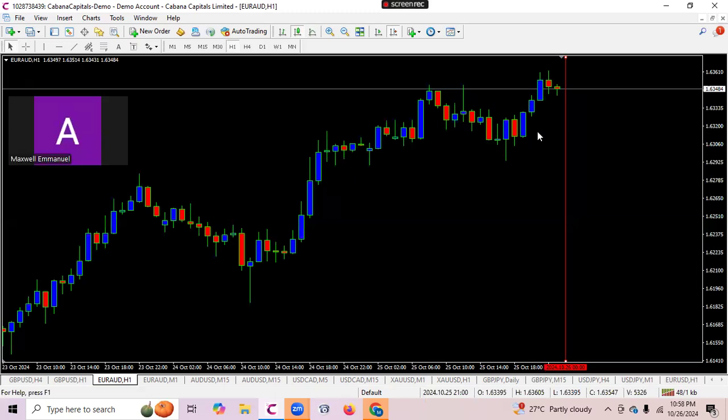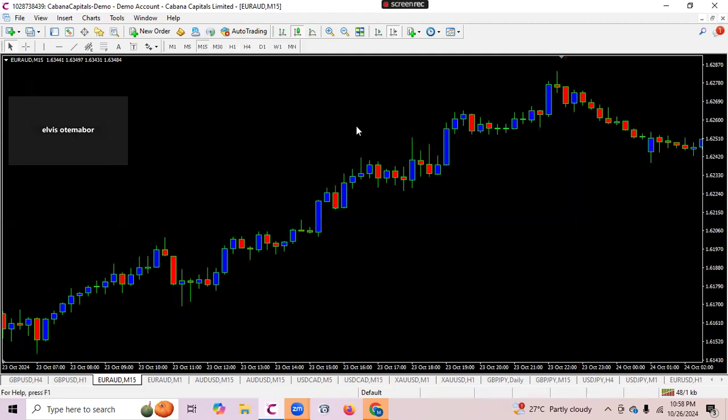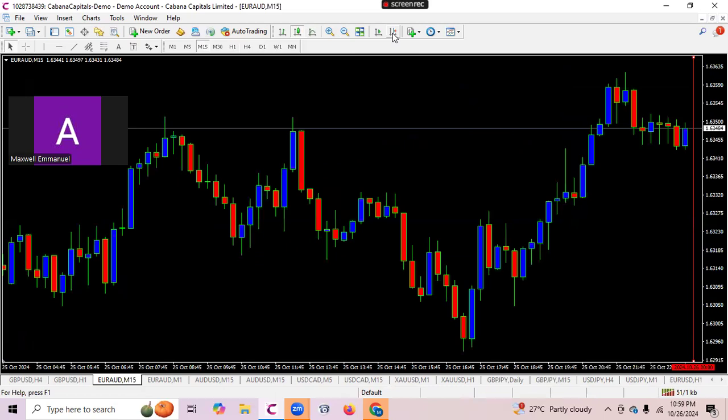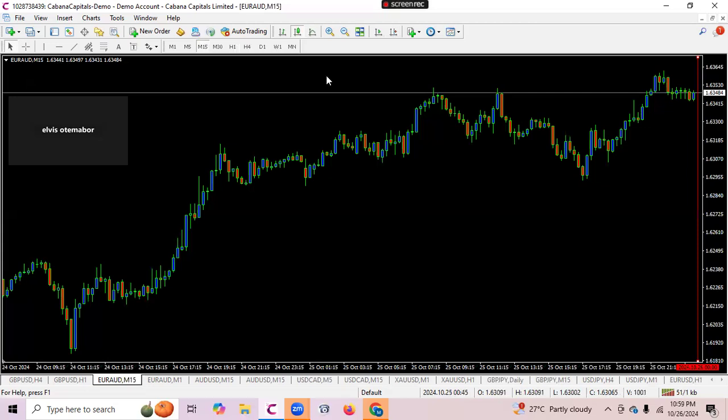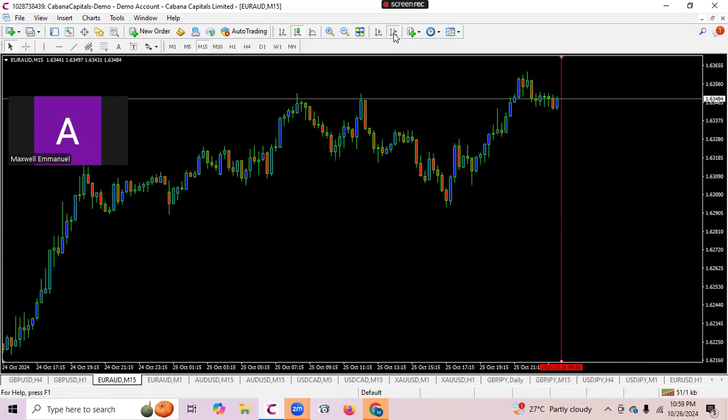Okay, but we still need to check 15 minutes to ensure that there's a shift in market structure. Remember, we don't just jump in because we've confirmed the bearish reversal pattern on 4-hour and 1 hour time frame. We need to go down to 15 minutes and ensure there's a shift in market structure. You can see on 15 minutes, there is no shift in market structure, so we cannot sell.